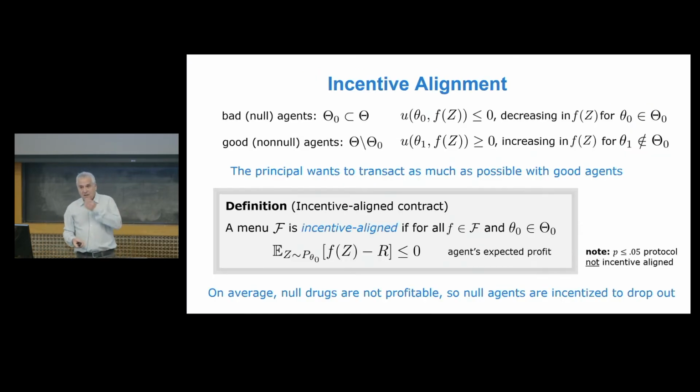All right, so if we're going to bring incentives into that, let's talk about the minimal kind of incentive alignment we need. We need that if you're a null agent, a bad agent, then the utility of the principal in that case is less than or equal to 0, and it's decreasing in this sufficient statistic f of z for all of the points in the null set. On the other hand, if you're a good agent, the utility from the point of view of the principal is positive and it's increasing in f of z. Now you want to set up a menu that respects that incentive compatibility story, such that you transact as much as possible with the agents who actually have good drugs to offer you. There'll always be some swap, but you want to do this as much as possible. So you define a contract as menu incentive aligned in just this obvious way. You take the expectation of the payout you're going to have to give minus the money that they had to pay to play the game, and you need that to be less than or equal to 0.